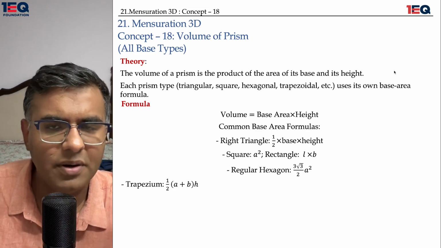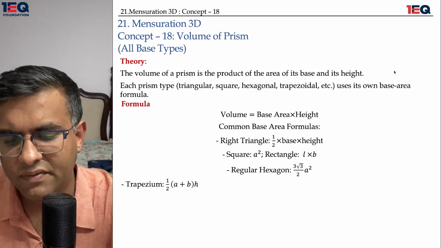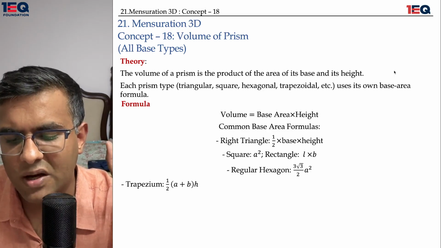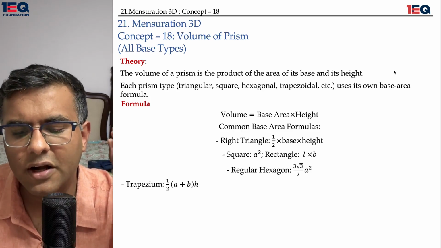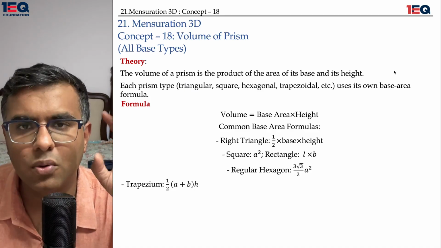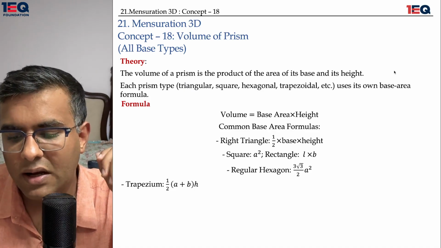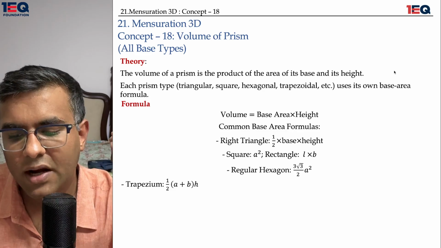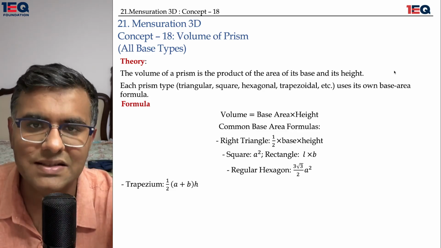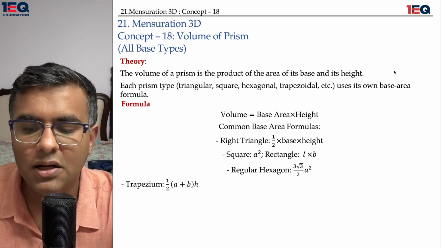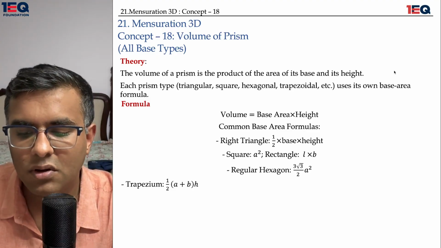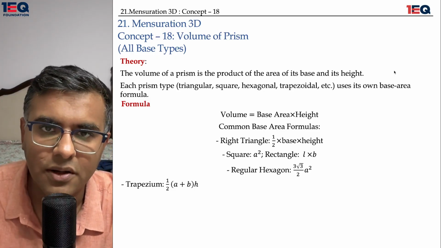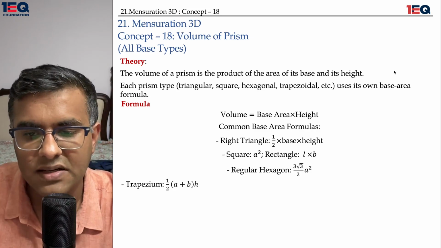Talking about common base area formulas, some of them: for a right angle triangle, half into base into height. For a square it's a square, for a rectangle it's l into b, for a regular hexagon it is 3 root 3 by 2 a square, or as simple as that, root 3 by 4 a square is an equilateral triangle, and it is multiplied by 6 because there are 6 equilateral triangles in a regular hexagon, so this is a better way to remember the formula. For a trapezium, half into sum of parallel sides into height.